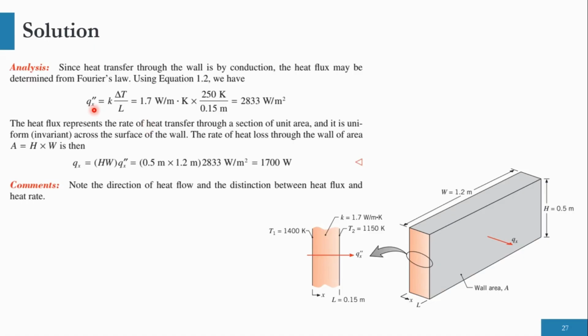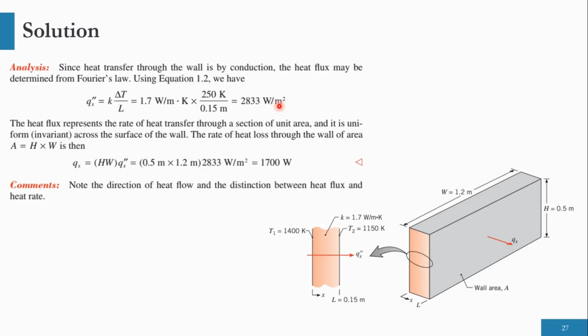We have already studied that Q is equal to minus kA dT over dx. But if we take A to the other side, it becomes Q over A, and that Q over A is the heat flux. So heat flux is equal to k dT over L. Now the value of k is 1.7, dT is 250 Kelvin, as we have seen 1400 minus 1150, and L is 0.15 as given. So accordingly the heat flux will be 2833 watt per square meter.